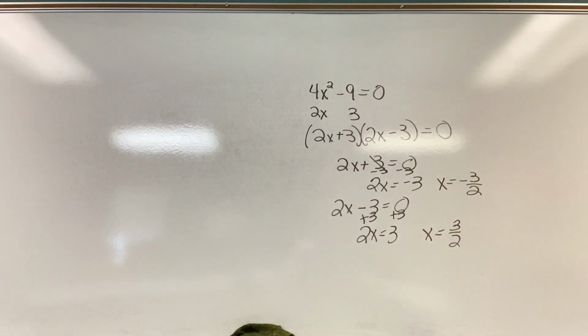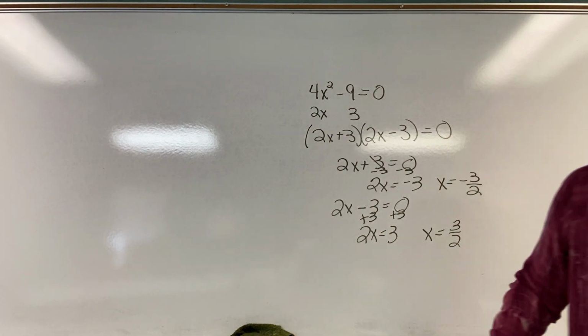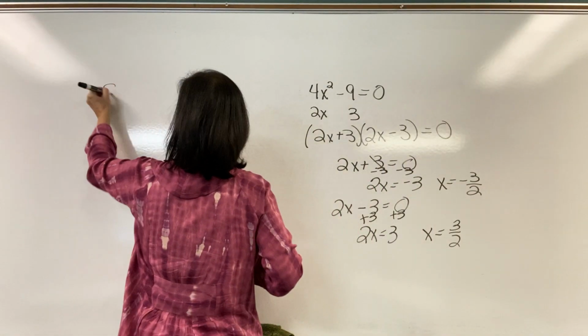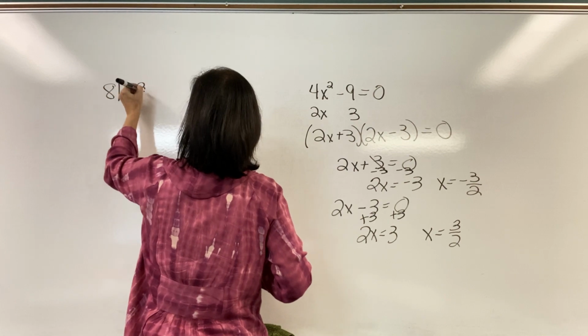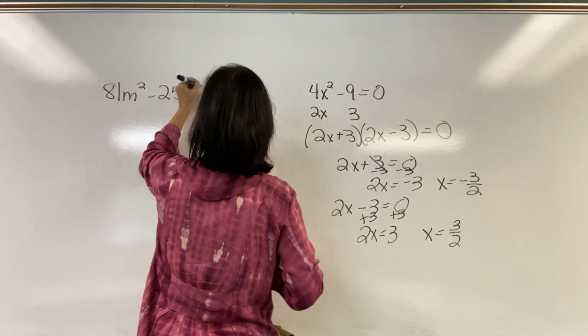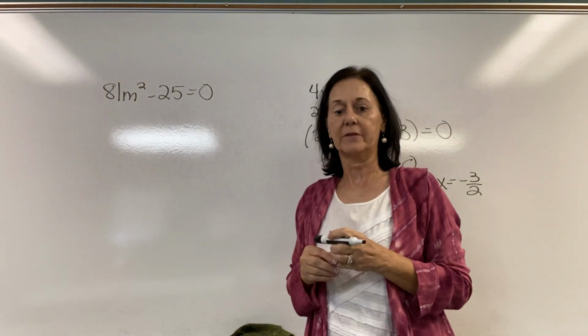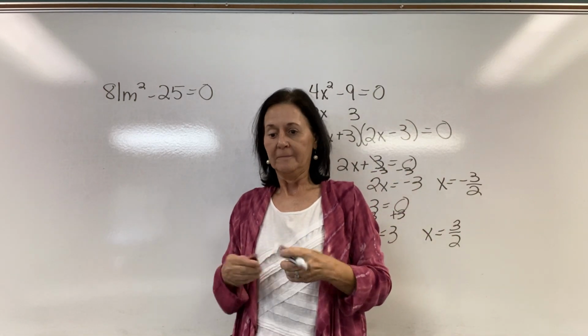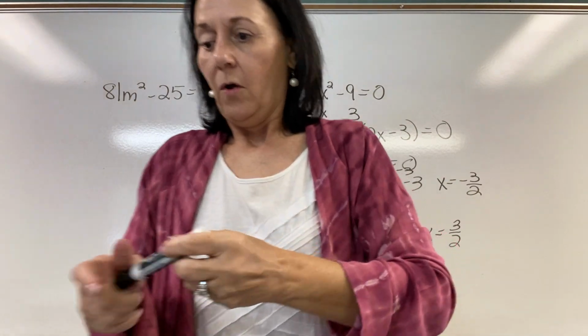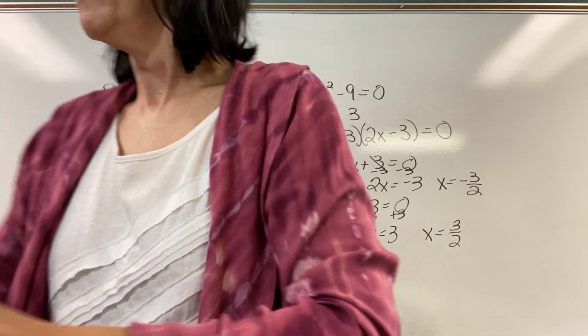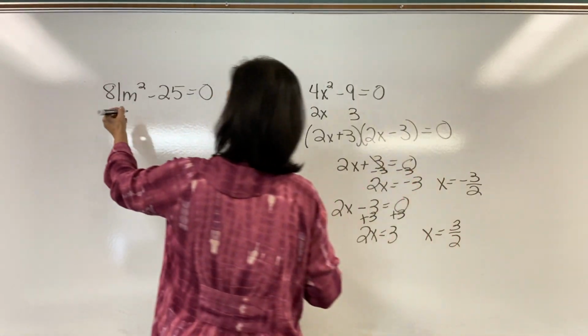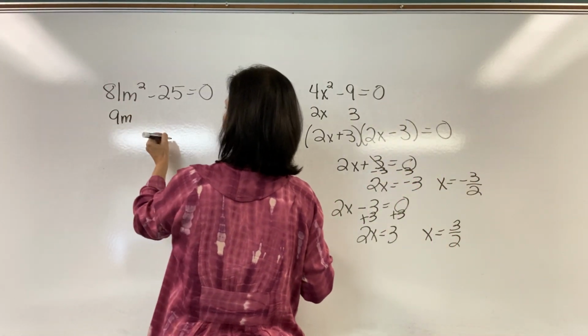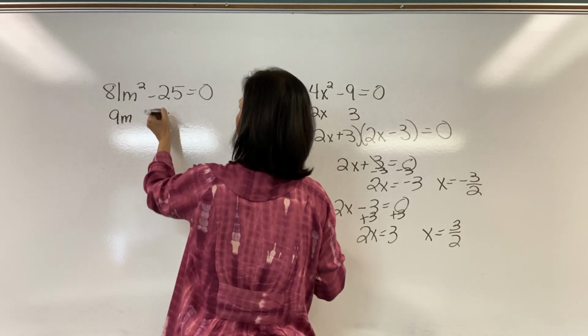All right, the next example. 81m squared minus 25. 81m squared minus 25 equals 0. Jacob, can you help me with this one? What's the square root of that first term? 9m. Second term? Minus 5. 5, yeah.